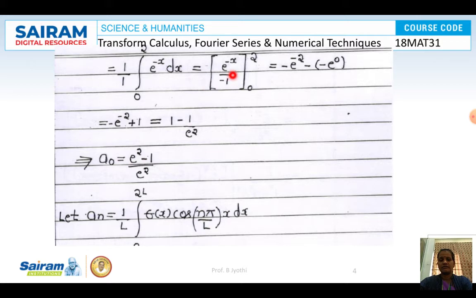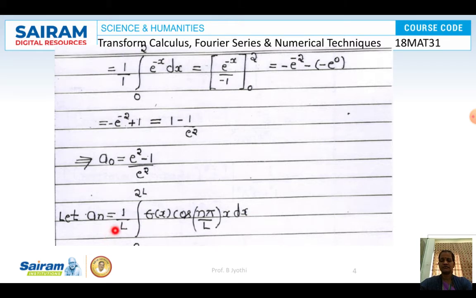So we get e power minus x divided by minus 1 on integration and substitute the limit 0 to 2. That gives us minus e power minus 2 minus of minus e power 0. E power 0 is 1 and minus of minus is plus. Therefore, we are getting 1 minus 1 by e square. On taking LCM, we get the a0 value as e squared minus 1 divided by e square. Now, let us calculate the an value.